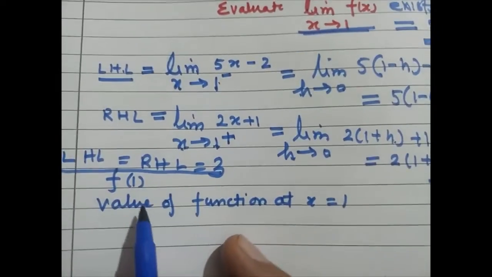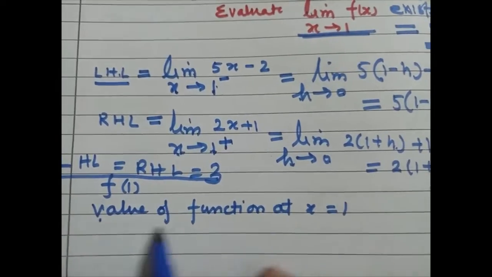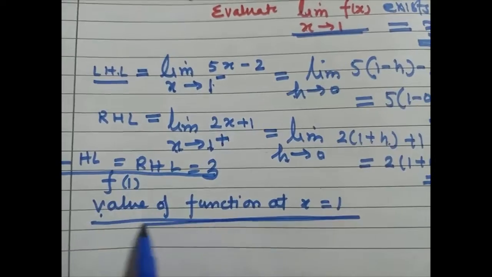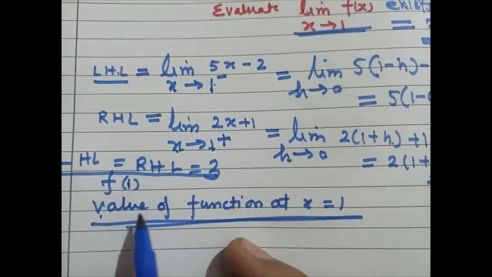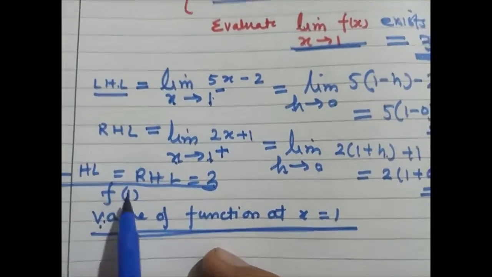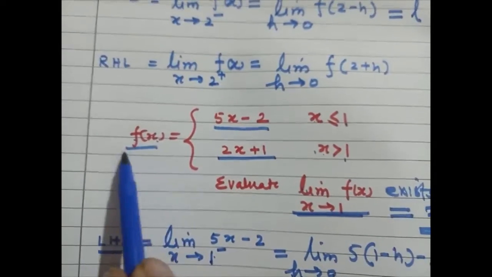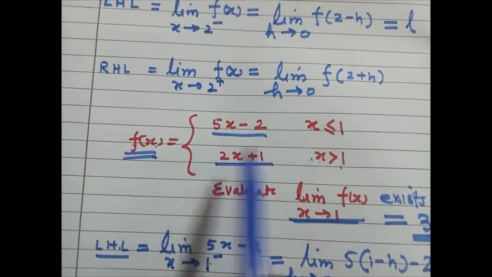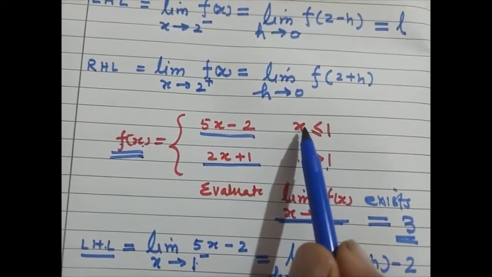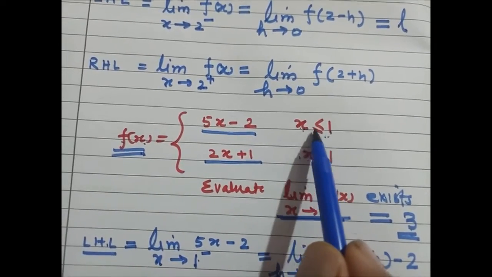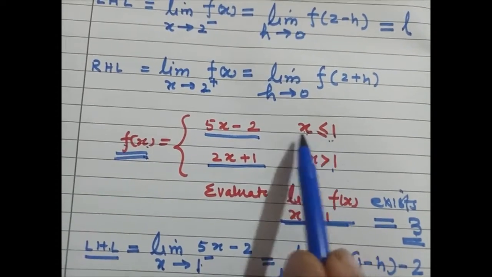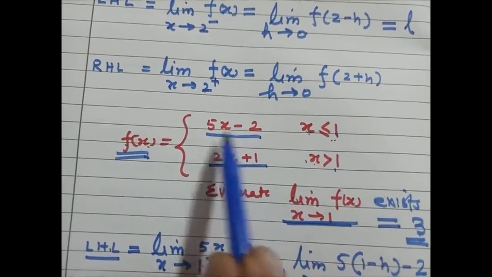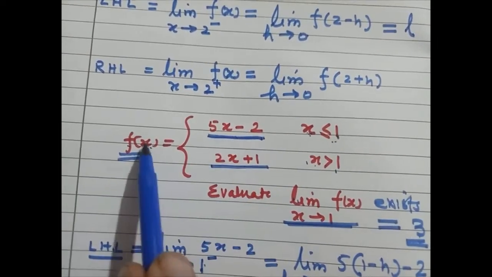Now if someone asks you what is the value of the function at the point x equal to 1, that is f(1). For finding the value of this function f(x) at x equal to 1, you search where we have x equal to 1. x equal to 1 is written here, with an equal sign. So put the value of x as 1 here in the function. So what is the answer of f(1)?